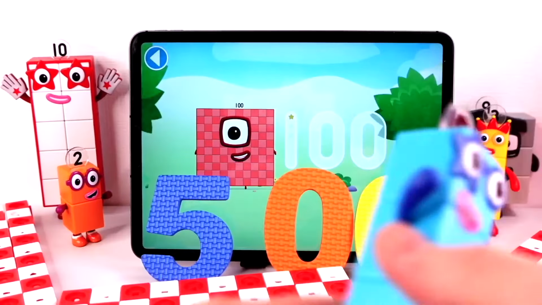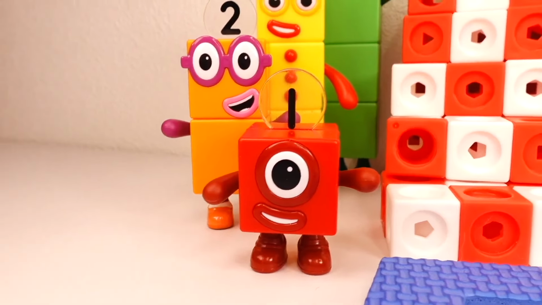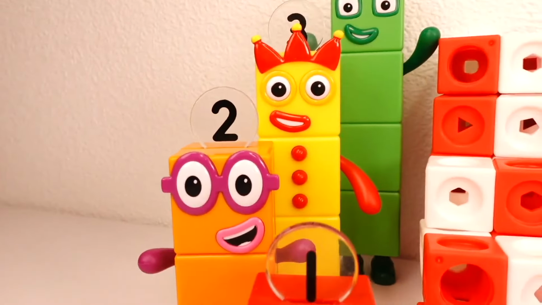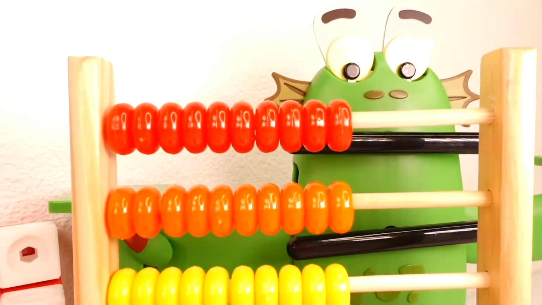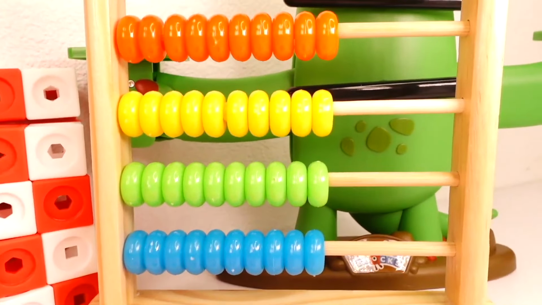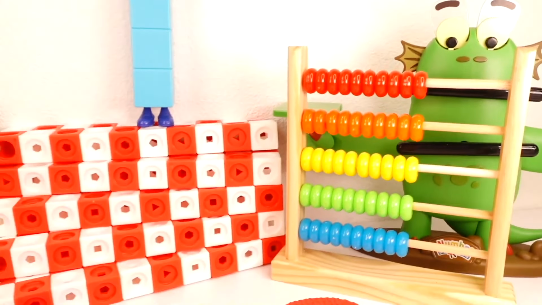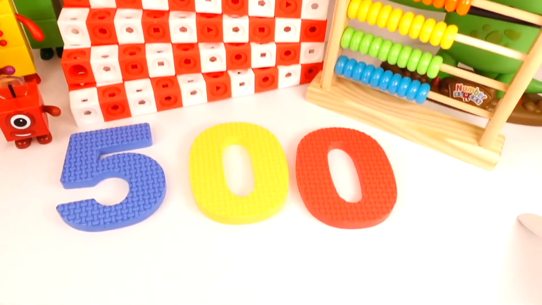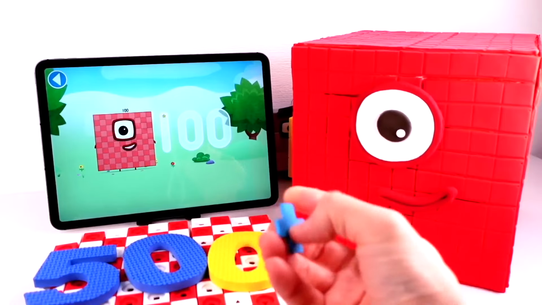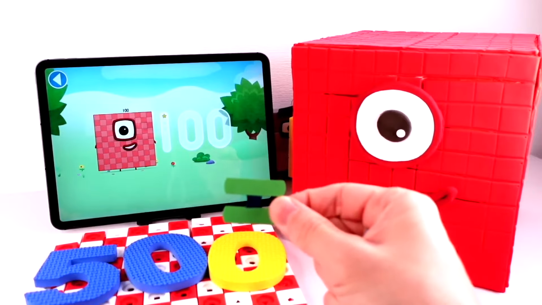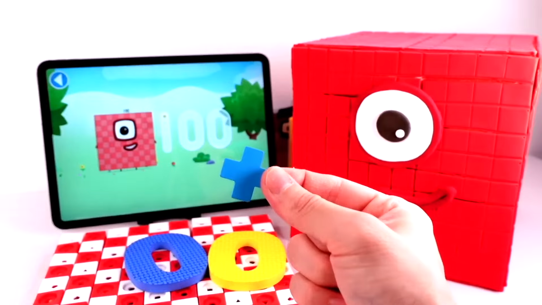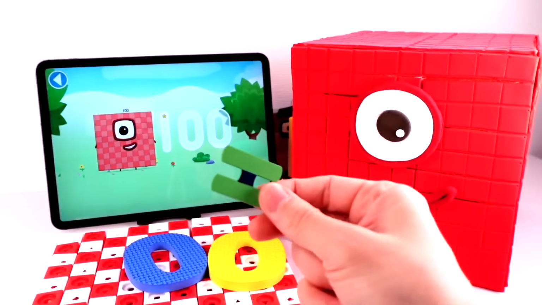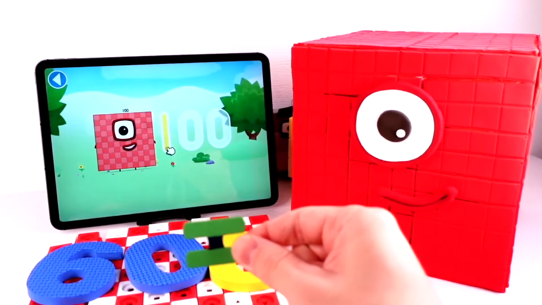We count in big number blocks. 1, 2, 3, 4, 5. 5 colors is 5 number blocks. 500 number blocks equals 500 number blocks. And now we plus 100 equals 600 number blocks.